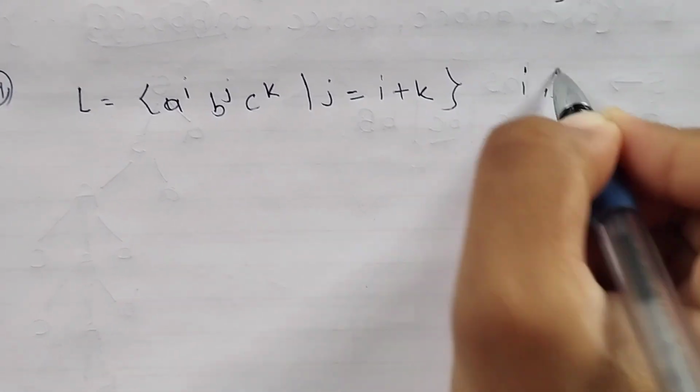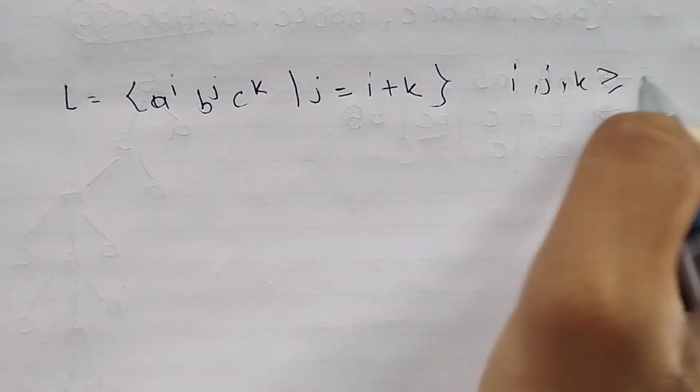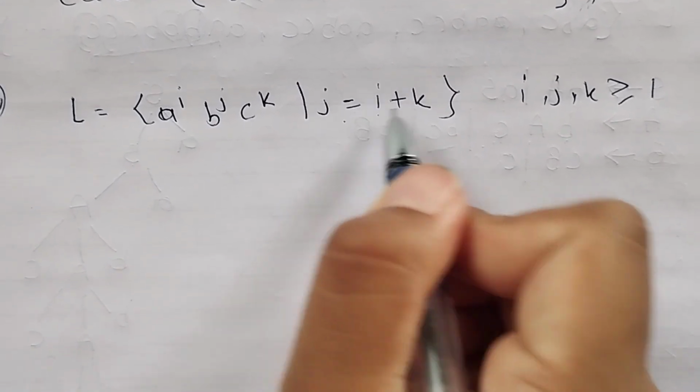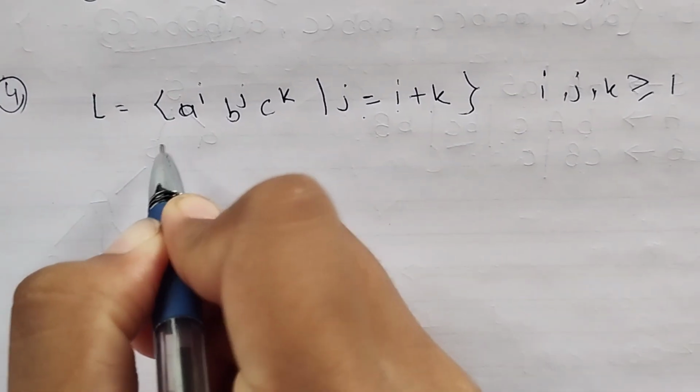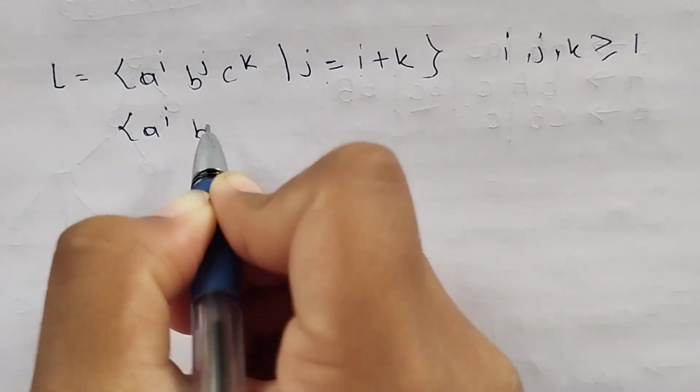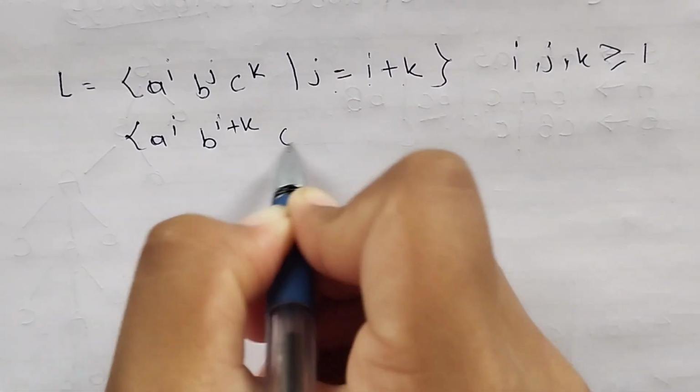Then i, j, k is greater than or equal to 1. So now here j is equal to i plus k. So can I write a raised to i, b raised to i plus k, and c raised to k?